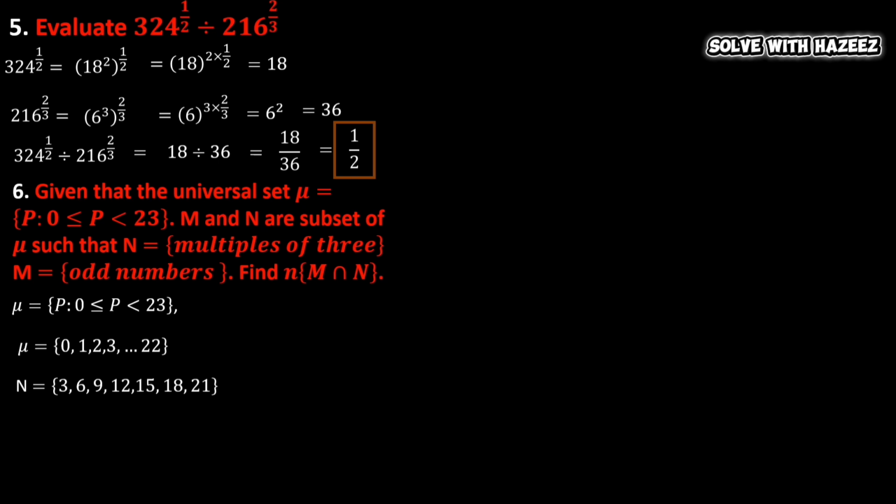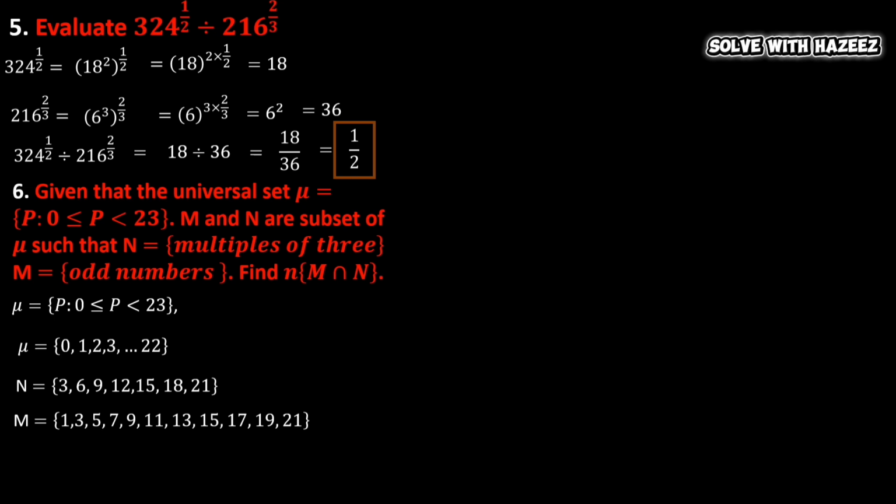So moving down to M, which is defined to be odd numbers, and mind you, all those odd numbers must come from the universal set, that is from 0 up till 22. So what are the odd numbers that range from 0 to 22? They are going to be 1, 3, 5, 7, 9, 11, 13, 15, 17, 19, and 21. So since we are able to define all the elements in the universal set, all the elements in the set N, and all the elements in the set M, we can now go to the question.